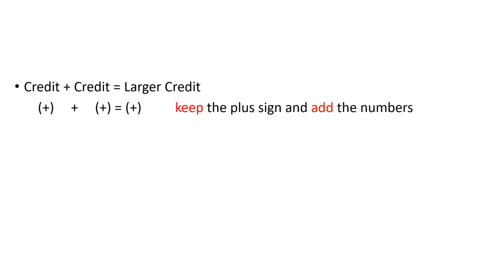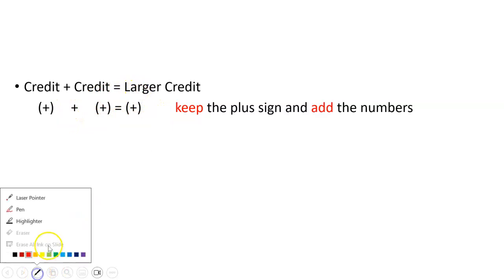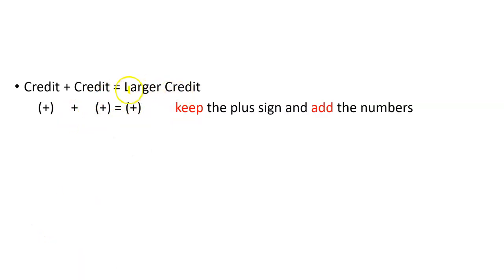So here's the rule. When we add two credits, two positive numbers, credit is positive, and when we add them, we still get credit, which means we have a plus sign. So when we add two positive numbers, we keep the sign, we keep the plus sign, the positive. And since we're going to end up with the larger credit, we're going to add these two numbers.